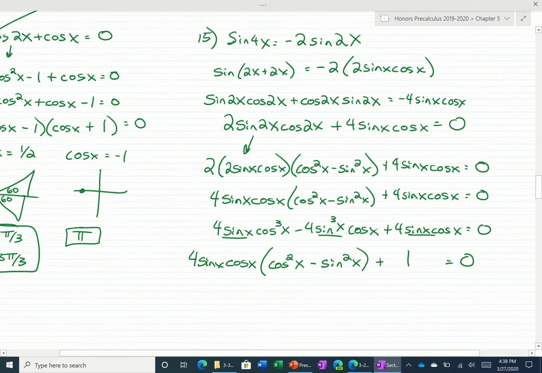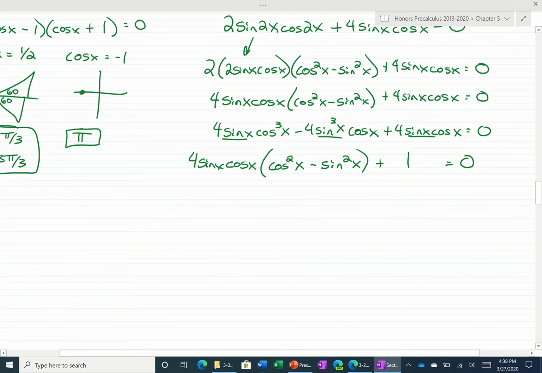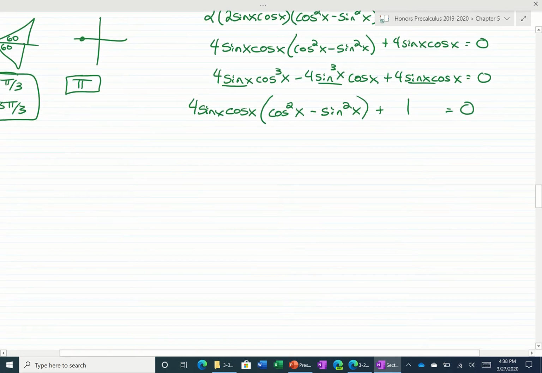At this point, what we could do is try to convert everything into... let's see, I'd really like this 1 to go away. Let's see what happens if I just convert this cosine squared to sine squared. Oh, shoot, guys, I'm sorry. So let's see here. We factored out a 4 sine cosine from everything, so this would just be plus 1 inside the parentheses.